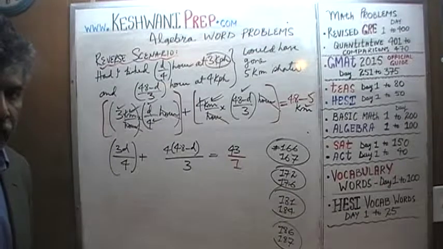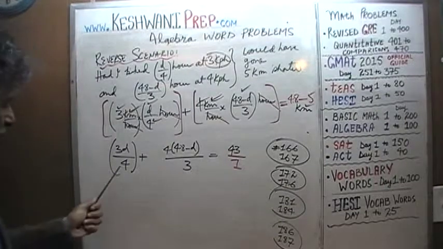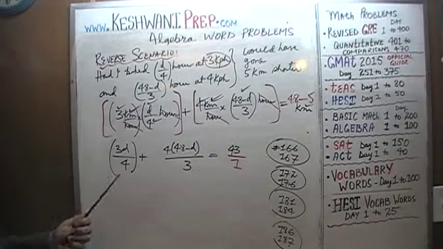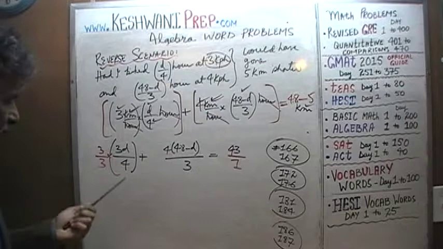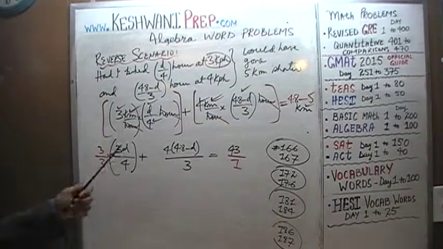Why don't we make the denominator of the entire equation 12? How can we convert this denominator of 4 into a 12? It's very easy. Take this quantity and multiply it by 3 over 3. We haven't changed anything. 3 over 3 is just 1. We are just multiplying it by 1.